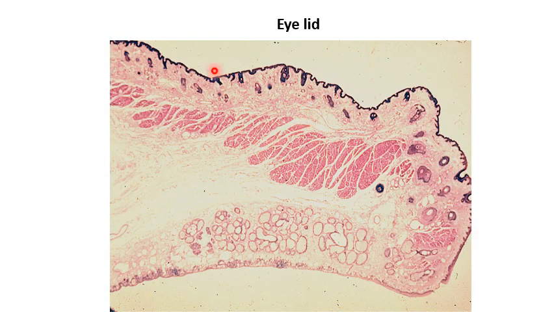Here the eyelid, one surface covered with skin and the other the palpebral conjunctiva. Here is the muscle layer and here are the meibomian glands. The most important feature here is the lid margin, in which I can see hair follicles, which are the eyelashes.